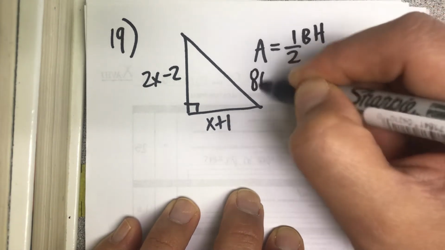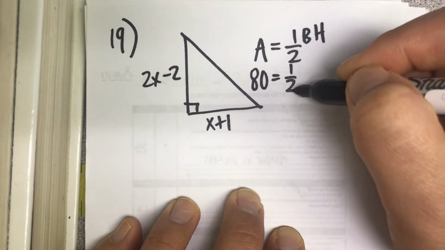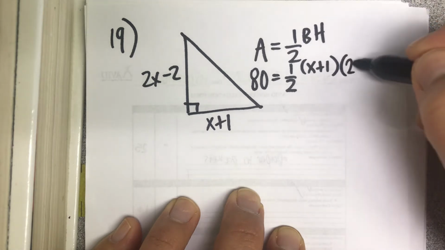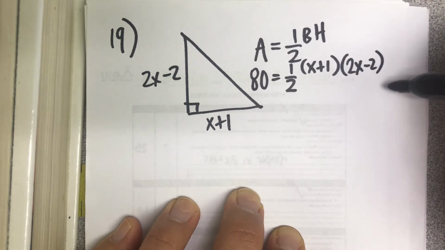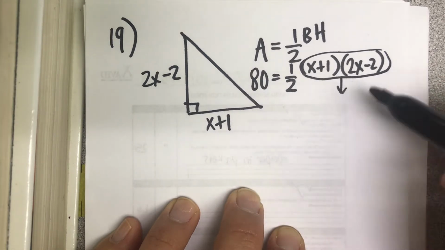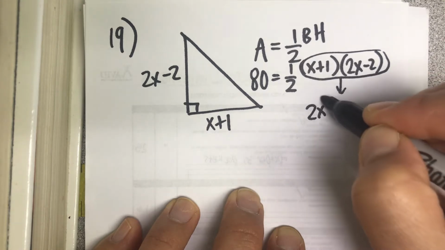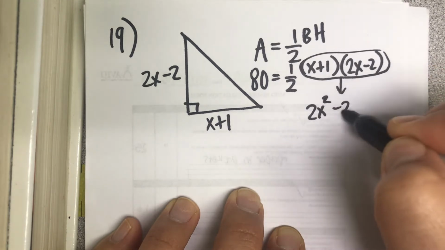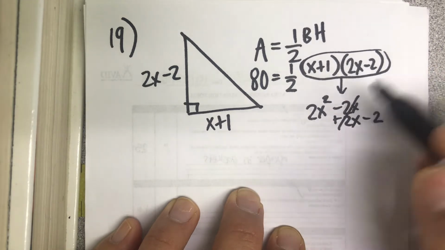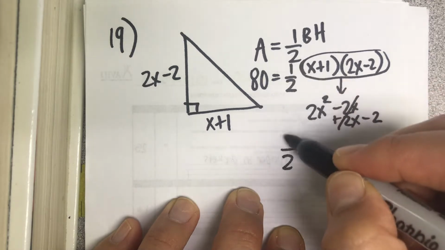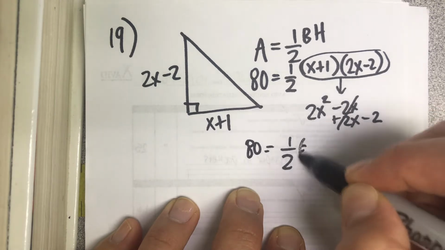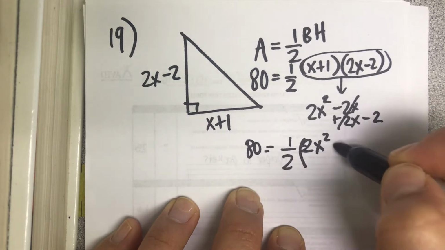Okay? So we know that 80 is going to equal half base, which is x plus 1, and height, which is 2x minus 2. Okay? First, before we do anything, let's take care of this. That right there, let's bring it down here, is going to be 2x squared, and then that's going to be negative 2x. This is going to be positive 2x, canceling that out, and that's going to be negative 2. So we're going to end up getting half times, and we're just bringing this stuff down right here, 80 equals, times 2x squared minus 2.